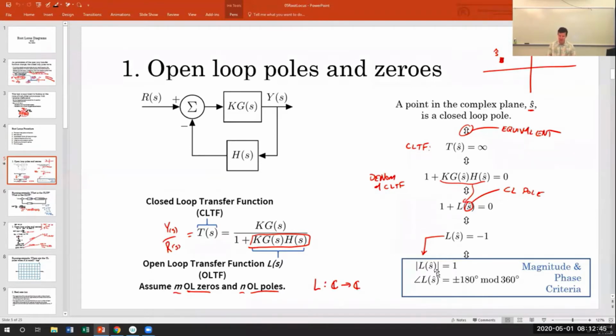So I'm making a statement about an argument to the open loop transfer function, and I'm putting a test on that argument. If the argument passes the test, that argument must be a closed loop pole. Okay, so that is a mental leap that is difficult for a lot of people to make.